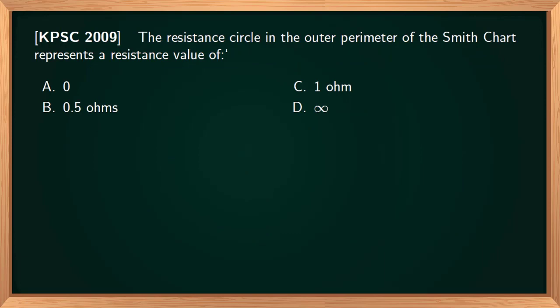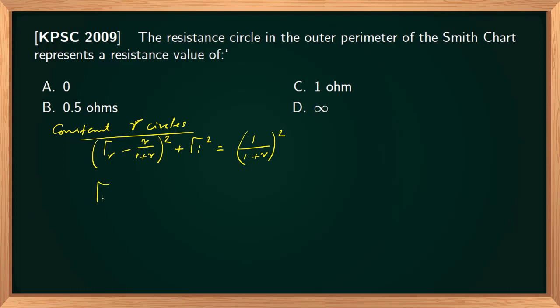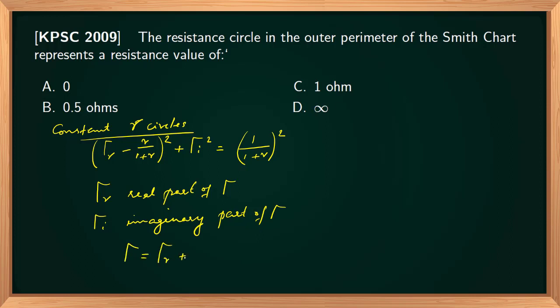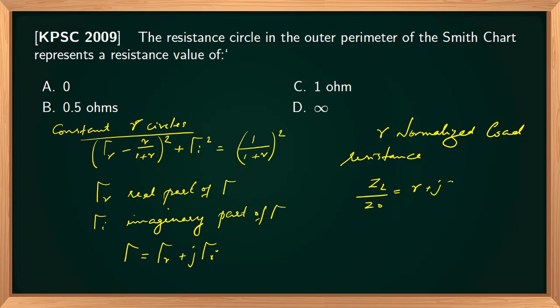In this question, the resistance circle on the outer perimeter of the Smith chart represents a resistance value of? The equation of constant R circles in a Smith chart is (tau R - R/(1+R))² + tau I² = (1/(1+R))². This represents constant R circles, where tau R is the real part of the reflection coefficient tau and tau I is the imaginary part. That is, tau is a complex quantity, tau R + j tau I. Now, R is the normalized load resistance. That is, ZL by Z0 can be written as R + jX. So R is the real part of the normalized impedance and is called normalized resistance.